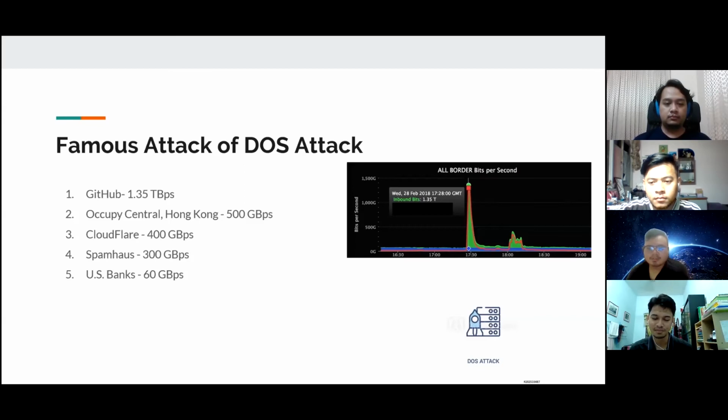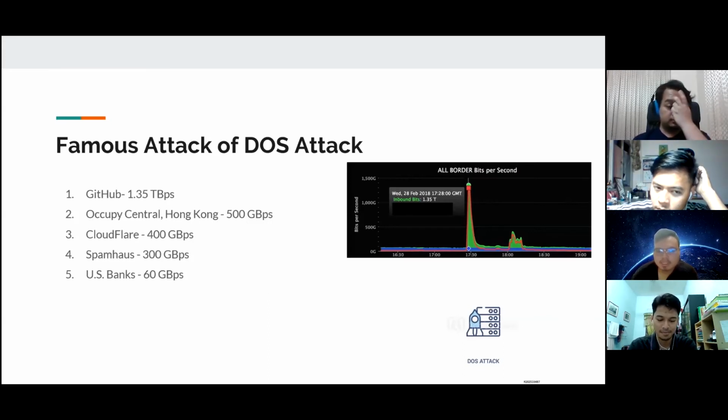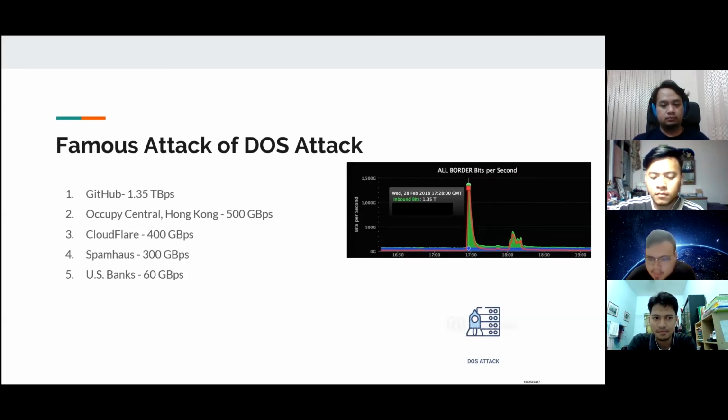My friend has already explained how to prevent, how to recover, and what is DOS. So I will show you guys the examples of famous DOS attacks. The first is from GitHub. From GitHub, you can see the graph below. There is 1.35 terabytes of users trying to access. This case happened on February 28, 2018, where the traffic level is much different between 1730 and before 1730.